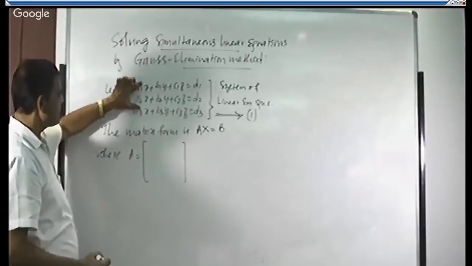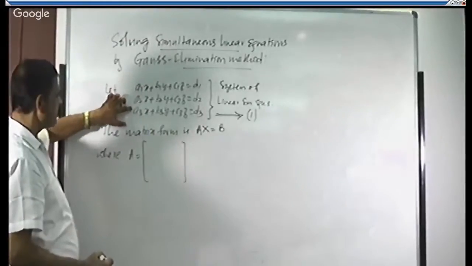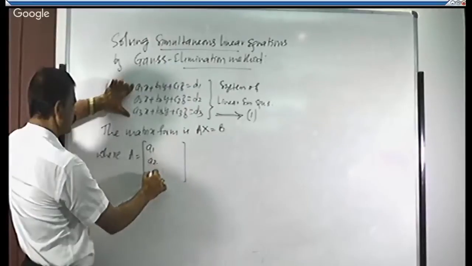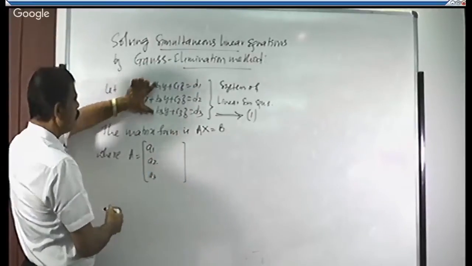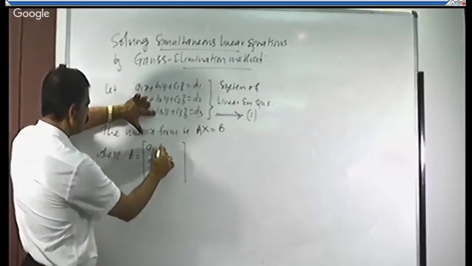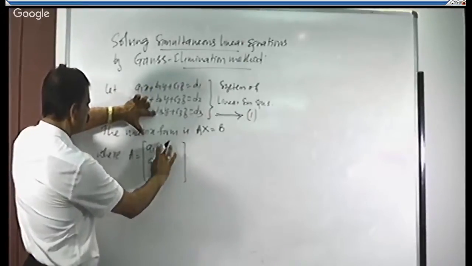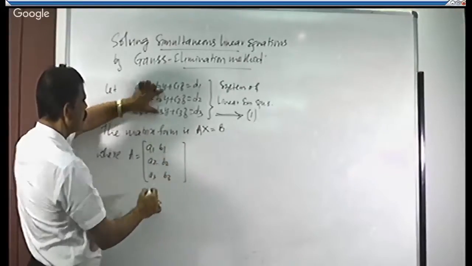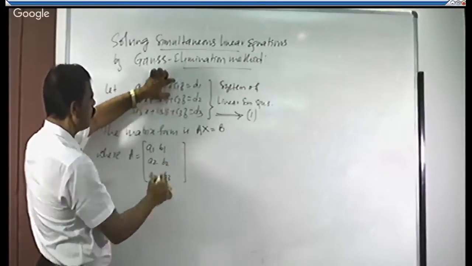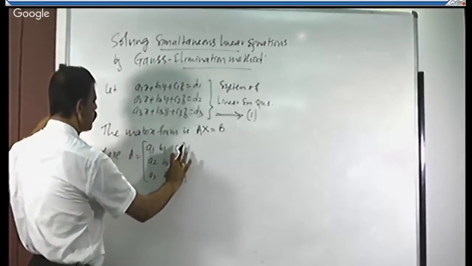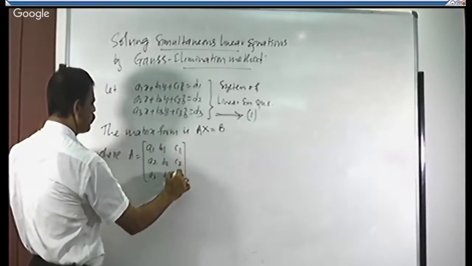X coefficients are what? A1, A2, A3. They are taken as first column elements. Y coefficients are B1, B2, B3. They become elements of the second column. C1, C2, C3 are the coefficients of Z. They become third column elements.